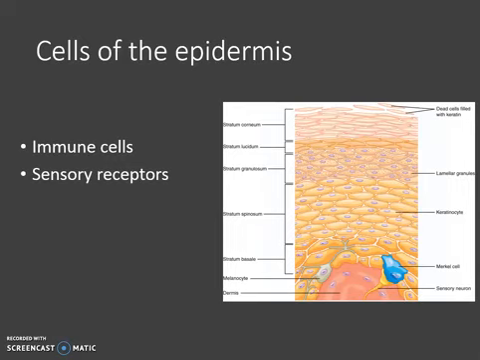And the sensory receptors can be involved in things like touch, vibration, pain, heat, movement. These sensory receptors just help you experience the external environment and know what's going on around you.